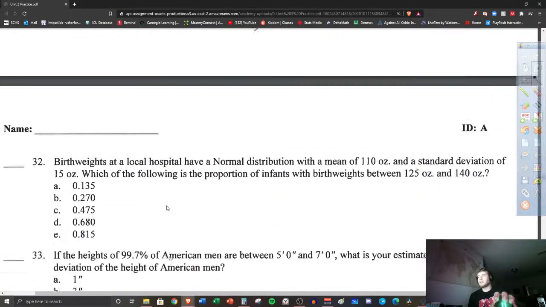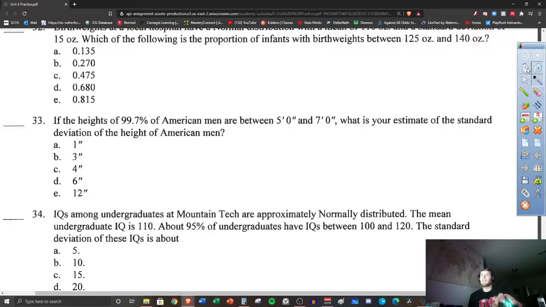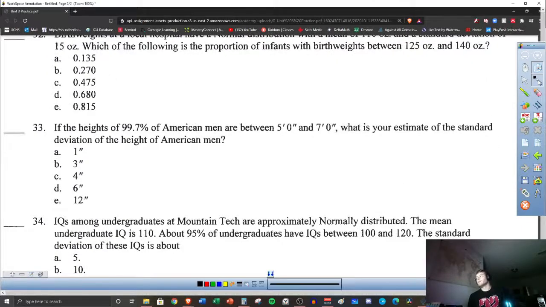Let's go to the next question that was asked. Number 33. On this one, if the heights of 99.7% of American men are between 5'0" and 7'0", what is your estimate of the standard deviation of the height of American men?